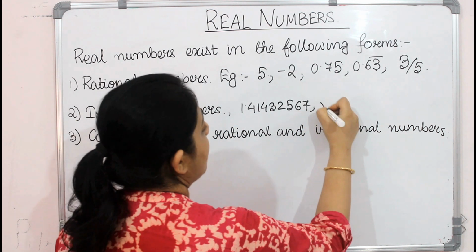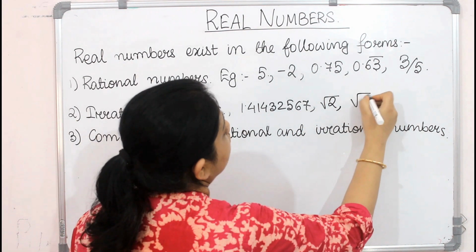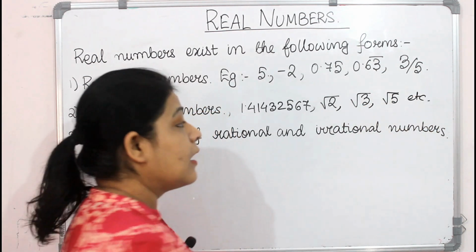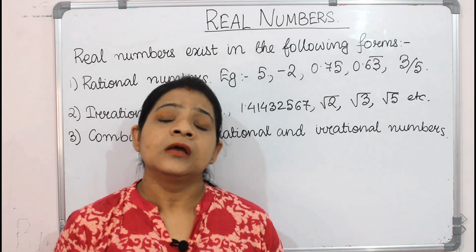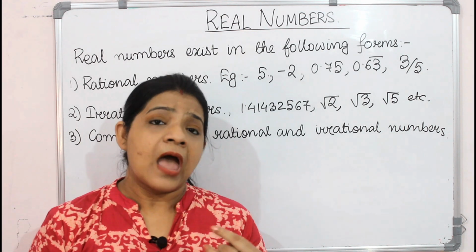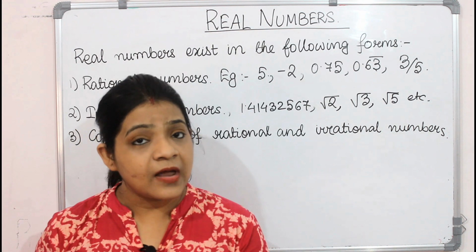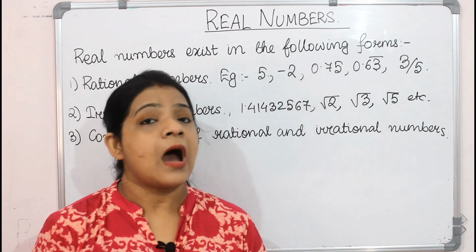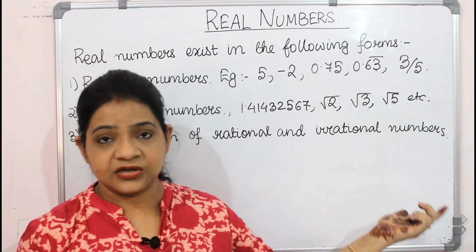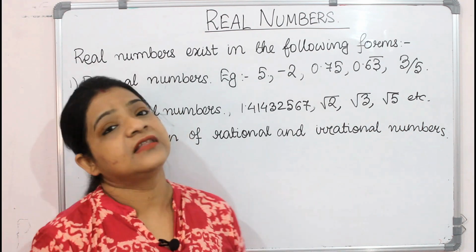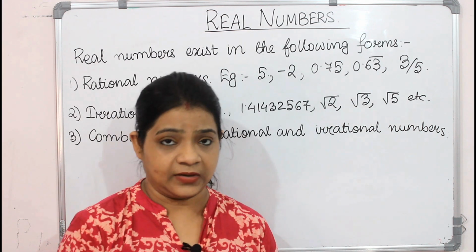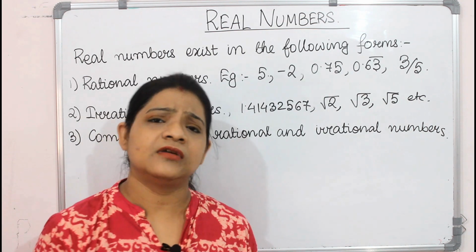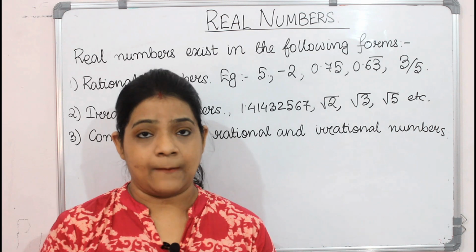Next, if I talk about root over 2, root over 3, root over 5, etc., any number that is under a square root and is not a perfect square, or under a cube root and is not a perfect cube, is an irrational number, and we can say that these are real numbers as well. So any irrational number is a real number.